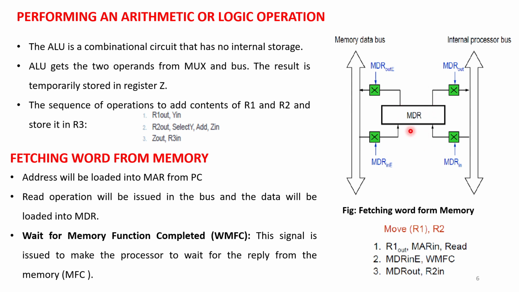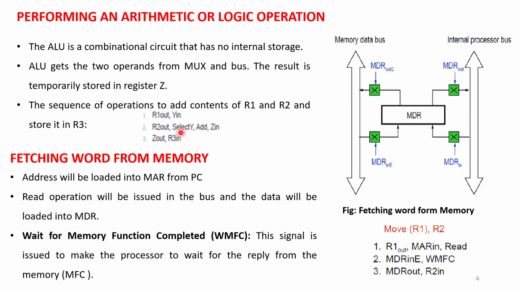Here, this MDR register is connected with the CPU as well as the memory unit. It has in and out lines for connecting with the CPU, and this side is for connecting with the external part, that's memory. So now you want to perform addition of R1 and R2 and store the result in R3.